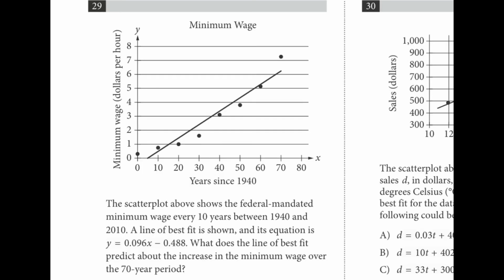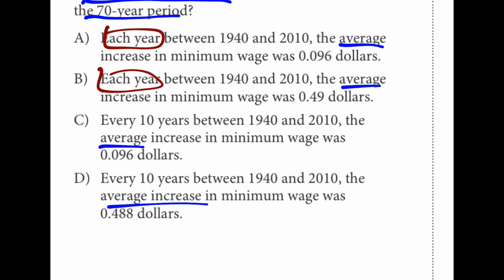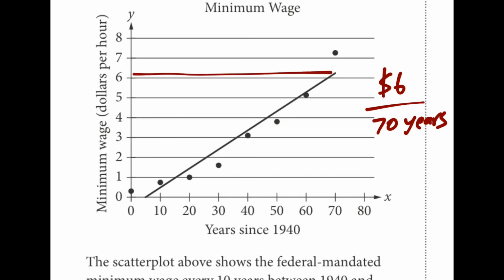So 29 shows the rise in minimum wage since 1940 using a line of best fit. They want to know, what does it predict about the increase over the 70-year period? And each one of these choices is about the average increase for every year or every 10 years. So those are the two differences. Each year, every 10 years, and then they're all asking about the average increase. So the average increase is just the slope. And remember, we're not looking at the dots, we're looking at the line of best fit. So we can see that we went up about $6 over 70 years.